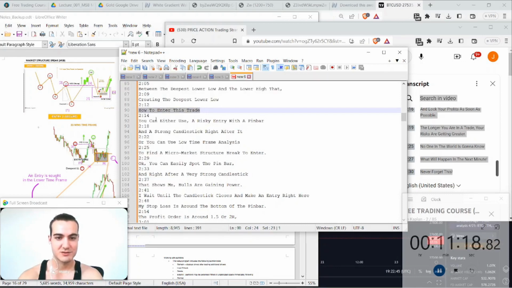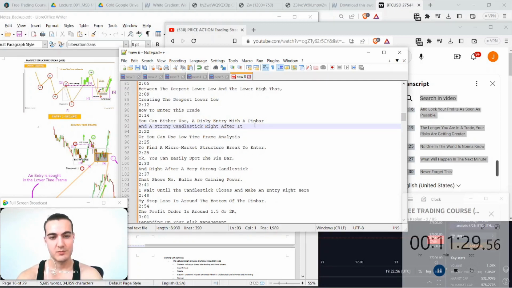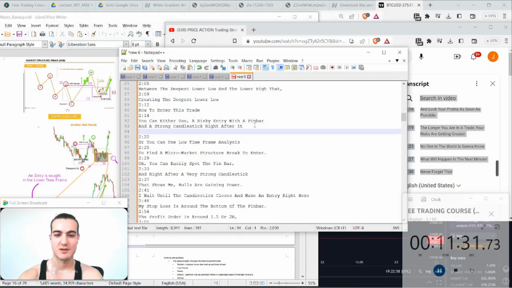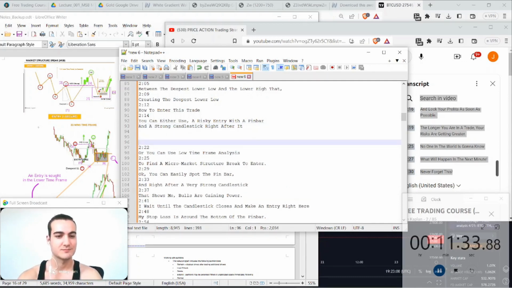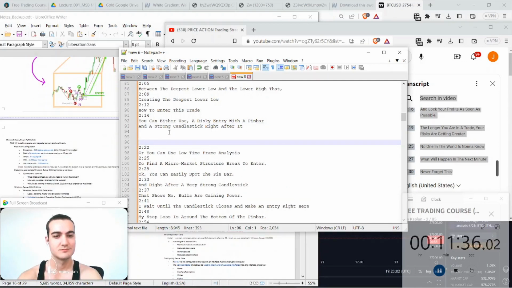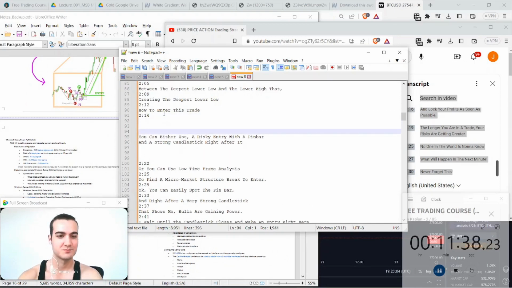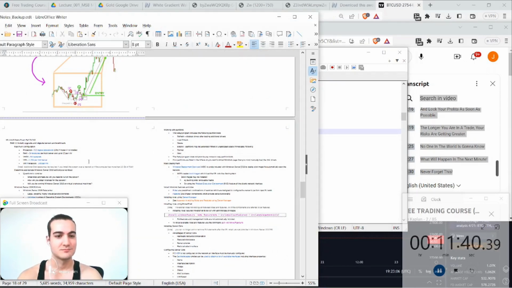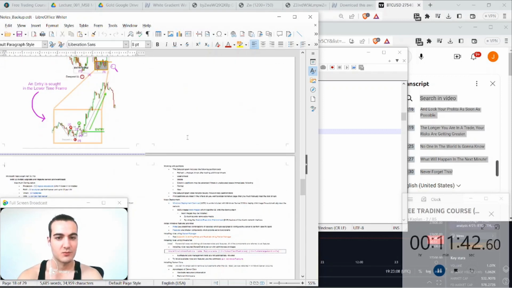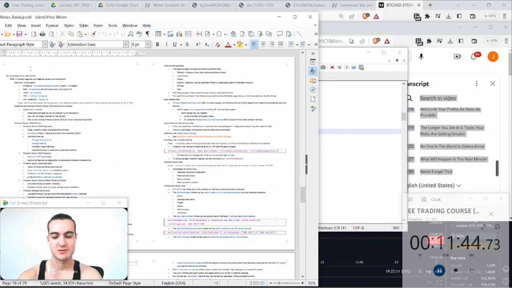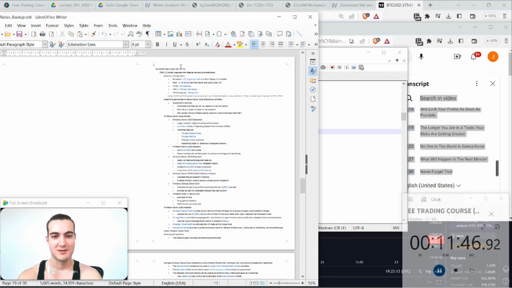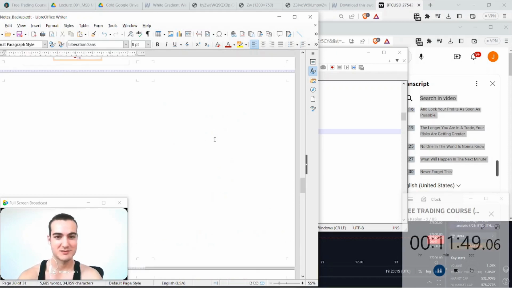Okay, how to enter this trade. You can either use a risky entry with a pin bar and a strong candlestick right after it. Okay, so that's what I wanted. Pin bar and strong candlestick. I'll make a note of that. Just get this mistake. We'll create a new page. Control Enter. Control Enter. Page breaks.